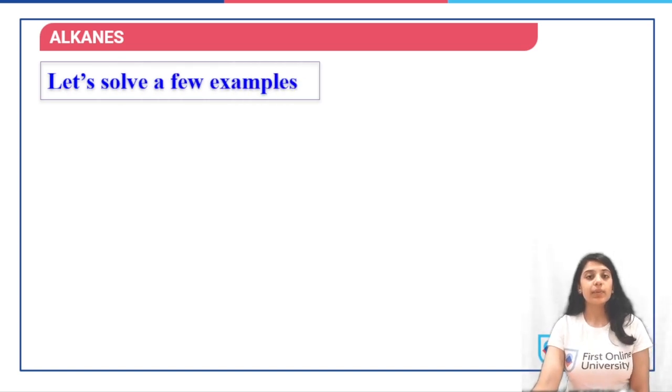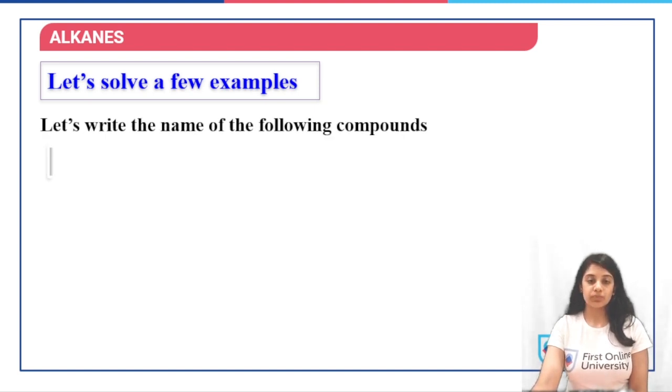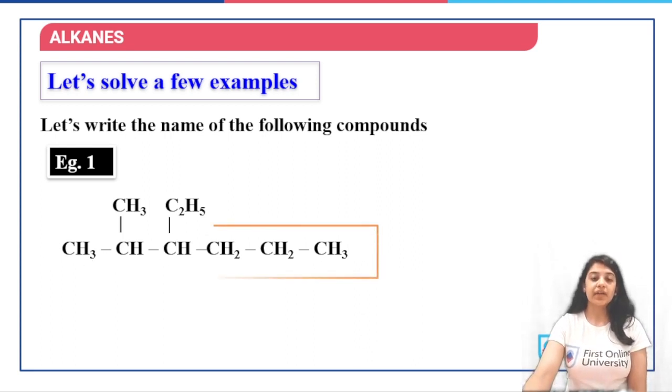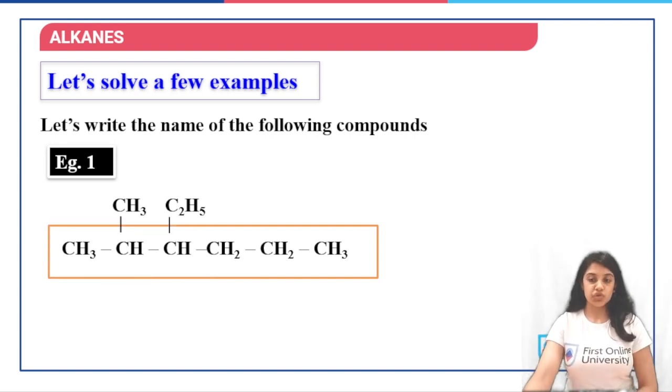Now let us solve a few examples to get acquainted with these rules. So let us write the name of the following compounds. Example number 1. Supposedly this compound is given to you. Now, first of all, you will identify. I'm just solving example 1 for you. Rest of the questions you can do yourself. I'll just give you the solution. So if you look at this question, you first identify the longest carbon chain, which clearly is this one along my arrow. So you identify that this is going to be the parent chain.